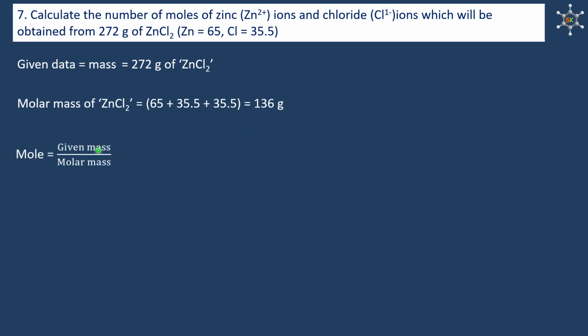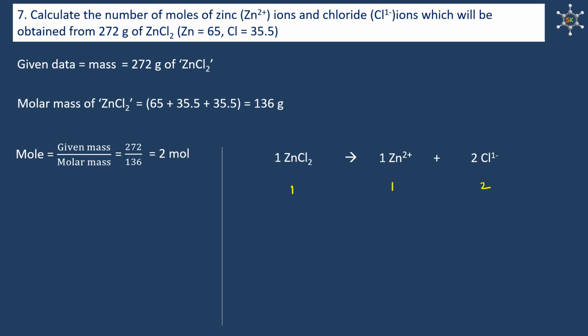Mole equal to given mass divided by molar mass. Given mass is 272 gram, molar mass is 136 gram. This is equal to 2 mole. What it means is 272 gram of zinc chloride consists of 2 mole of zinc chloride in it. If we consider 1 ZnCl2, it has 1 zinc and 2 chlorine atoms, meaning when it dissociates, it gives 1 Zn2+ ion and 2 Cl- ions. 1 ZnCl2 gives 1 Zn2+ and 2 Cl- ions.